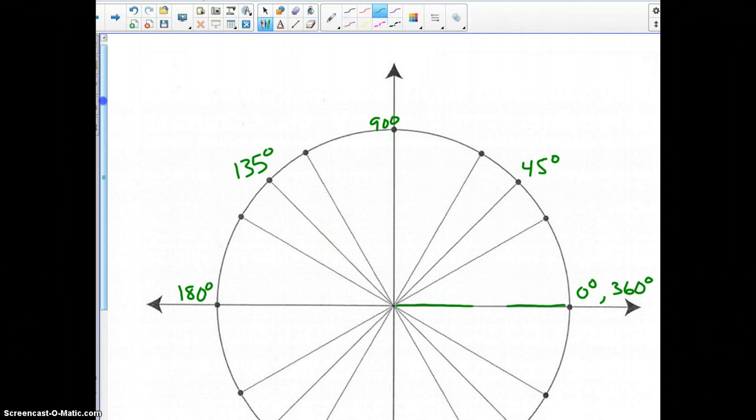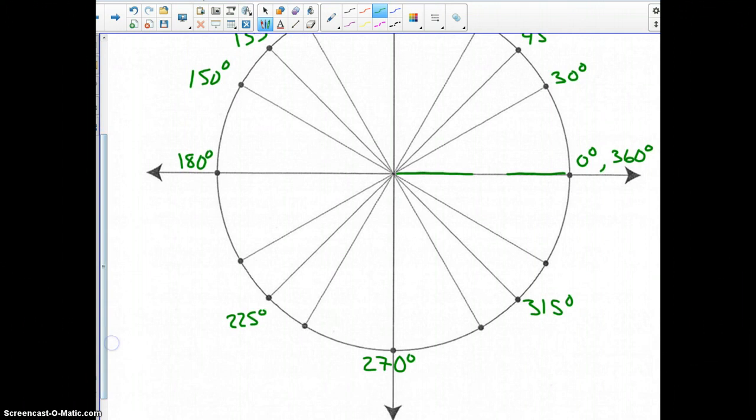the measure from the 0 up to here is actually going to be 30 degrees. You go another 30 degrees, you're up to 60, and then this would be 90. Count another 30 degrees, you're at 120, 150 degrees. Then that gives us the 180 there. We go another 30 degrees, that's 210. Another 30, we're up to 240 degrees.